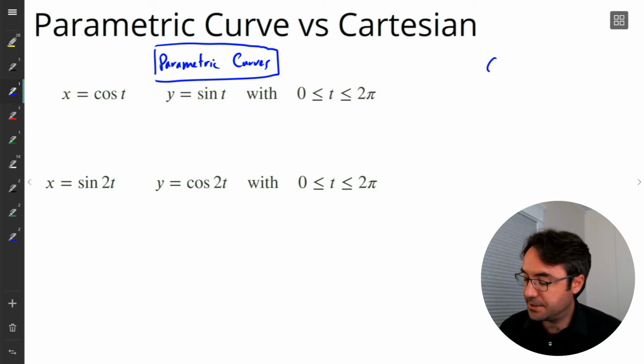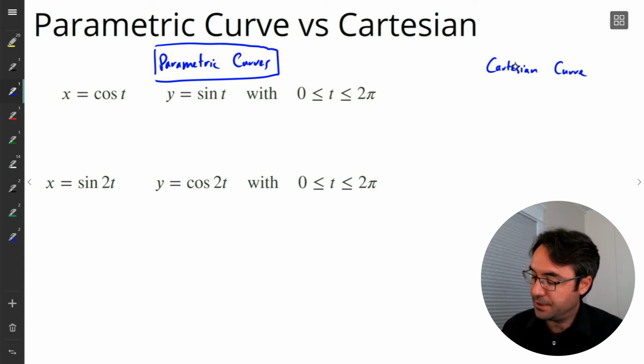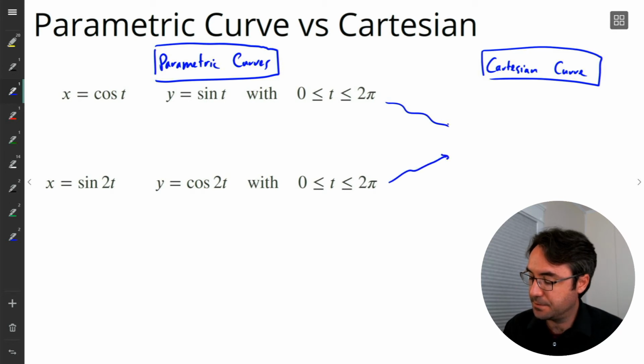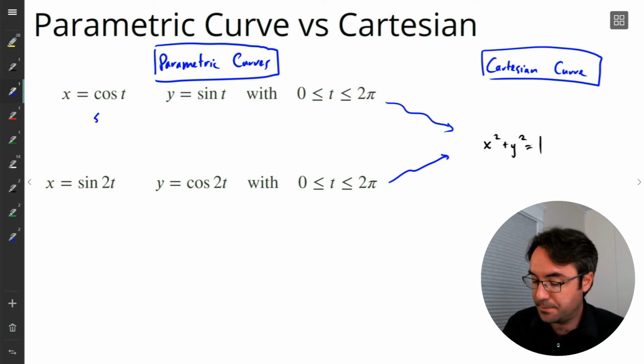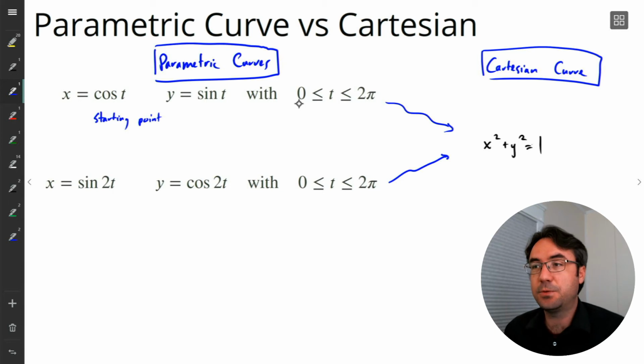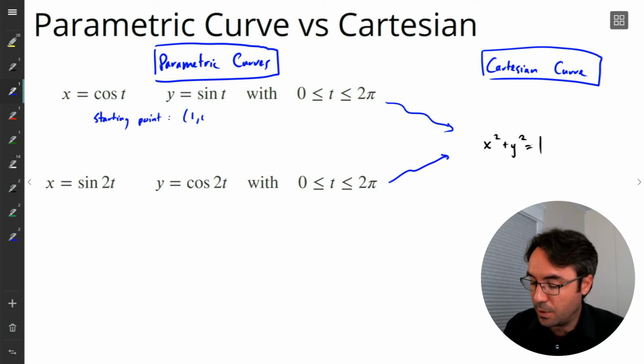And what we're seeing is that, yes, we have these two different parametric curves, but the Cartesian curve is actually the same for each of these. They each gave us x squared plus y squared is equal to 1. So these are very different parametric curves. In the first one, what would our starting point be? For instance, plug t equals 0 into these equations. Well, cosine of 0 is 1. Sine of 0 is 0. So our starting point in this case would be 1, 0.